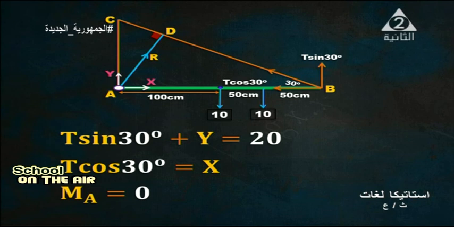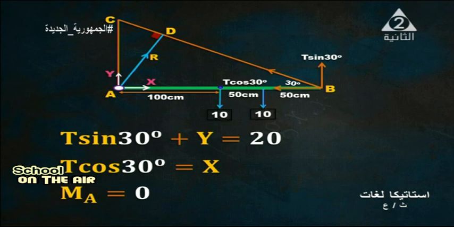Remember, my dear student, in the first equation we have two unknowns, tension T and reaction Y. In the second equation, we also have two unknowns, tension T and the reaction of the hinge horizontally, X. We need a third equation. Why? Because we have three unknowns, tension, X, and Y, and we have only two equations, the vertical equation and the horizontal equation.